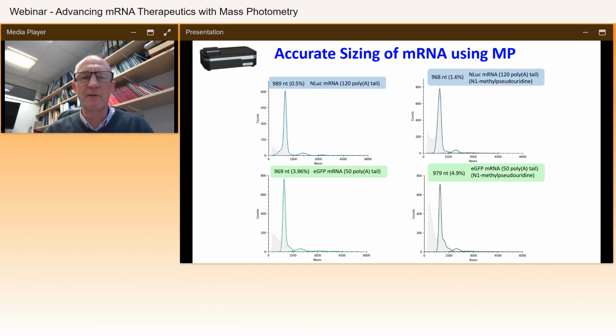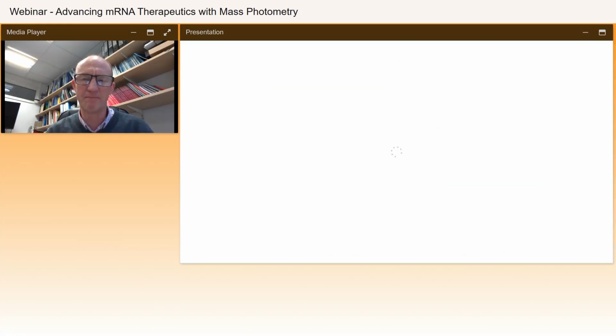And finally, at the bottom here, shown in green, I've got an example of the EGFP mRNA, a bit of a smaller one, again showing less than 5% mass error. So again, we've got nice different examples here showing the accurate sizing that can be achieved using mass photometry and the advantages.